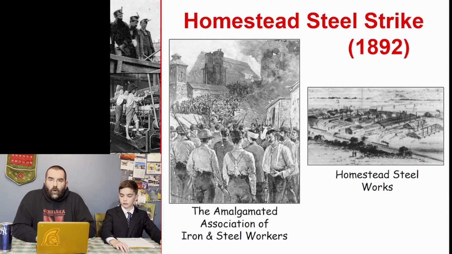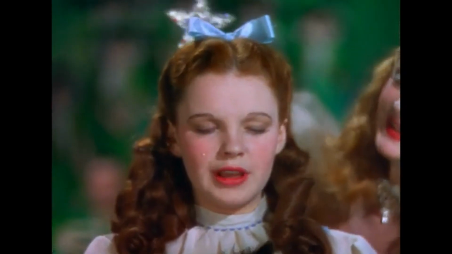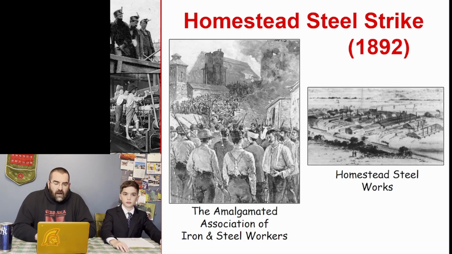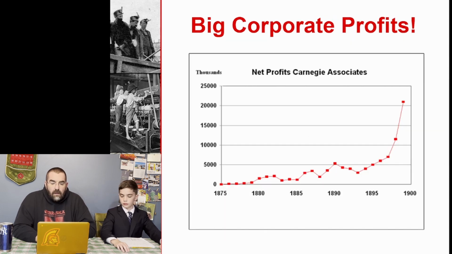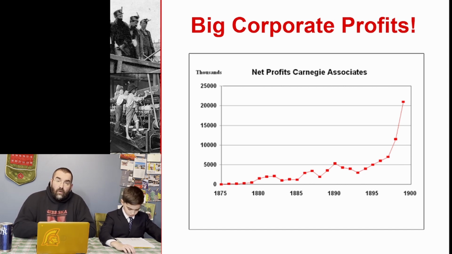All right, Homestead. There's no place like home. Talked about that. And now understand, this is a time when corporate profits began to skyrocket, and the gap between the rich and the poor is going to start to increase as well.